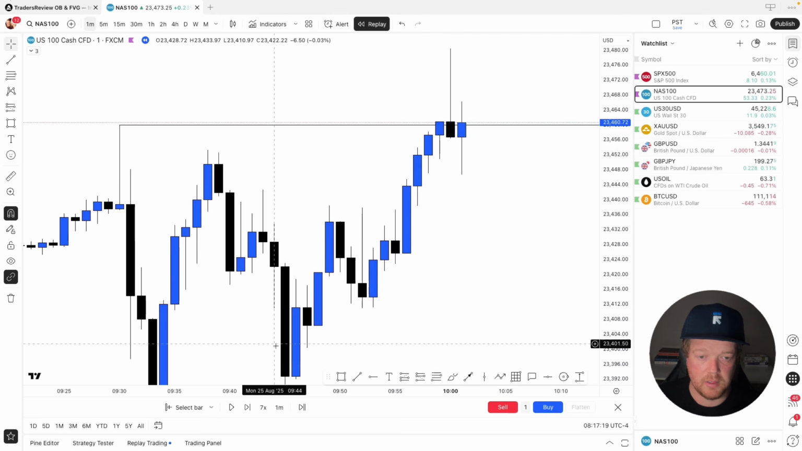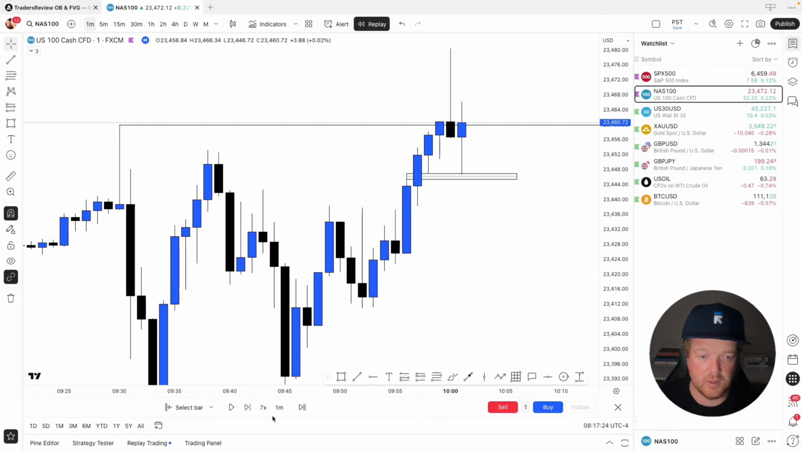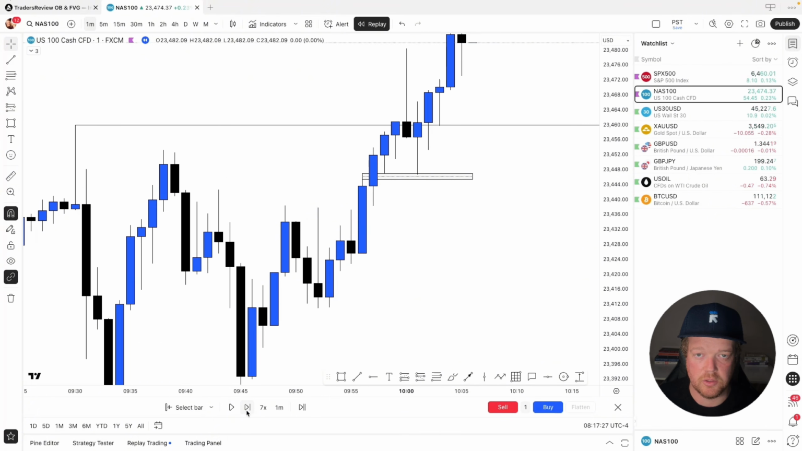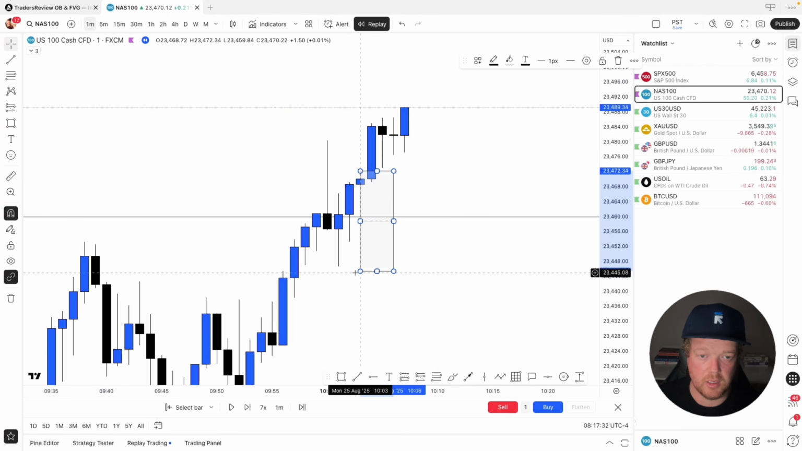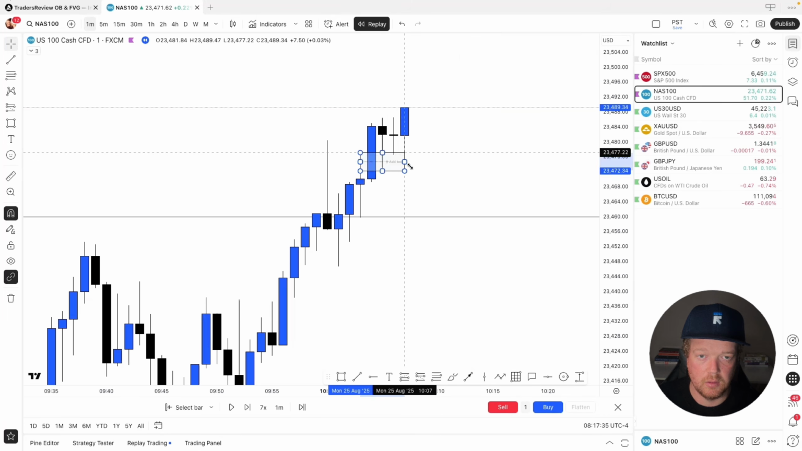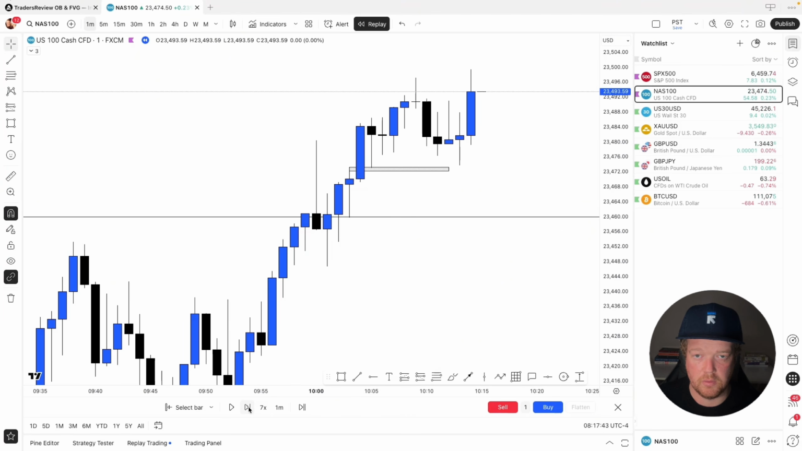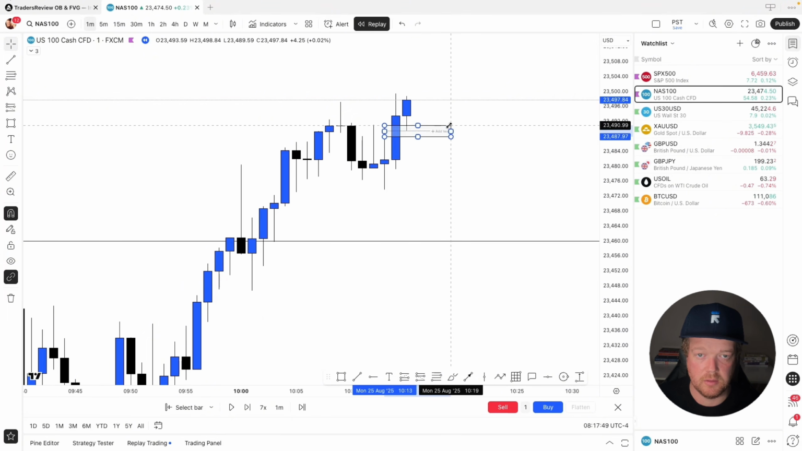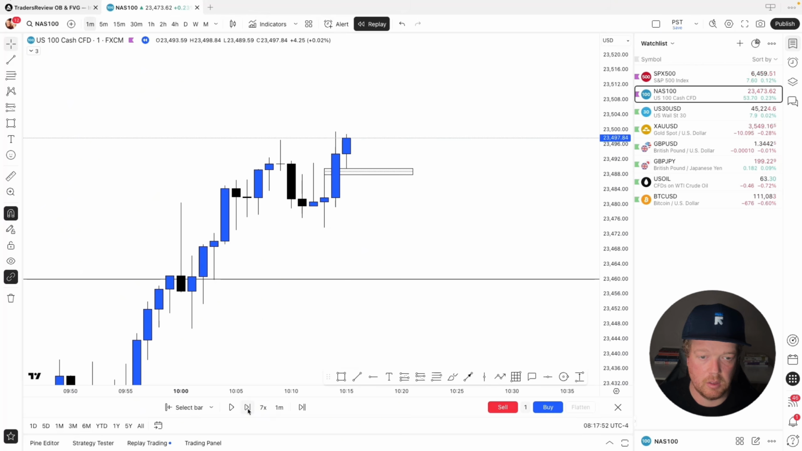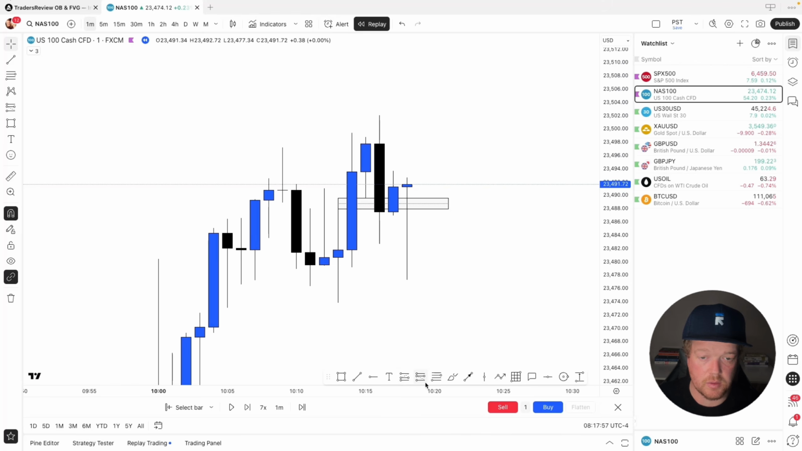Where was the last fair value gap? It was this one right over here. So if we get a close below it, we can enter our trade. Is there a fair value gap? There's a small fair value gap created right over here. As you can see, let's continue. We need a close below this one to confirm it. There's another fair value gap created right over here. There we go. We got a close below.